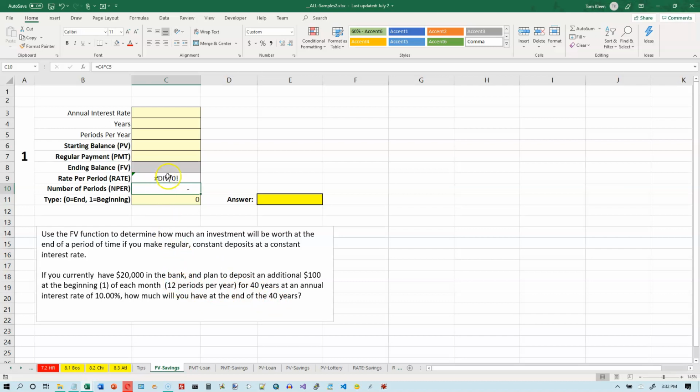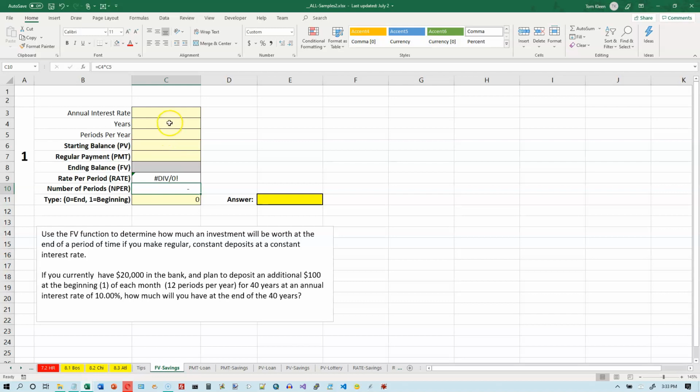And if you look at the formula, I've already got a formula in here. The formula says take the annual interest rate and divide it by the number of periods per year, so that's something that we have to do. If we put the numbers in C3 and C5 here, it will automatically calculate the rate per period. The other thing that is calculated for us, because I put this formula down here in C10, is the number of periods. It's multiplying the years by the number of periods per year.